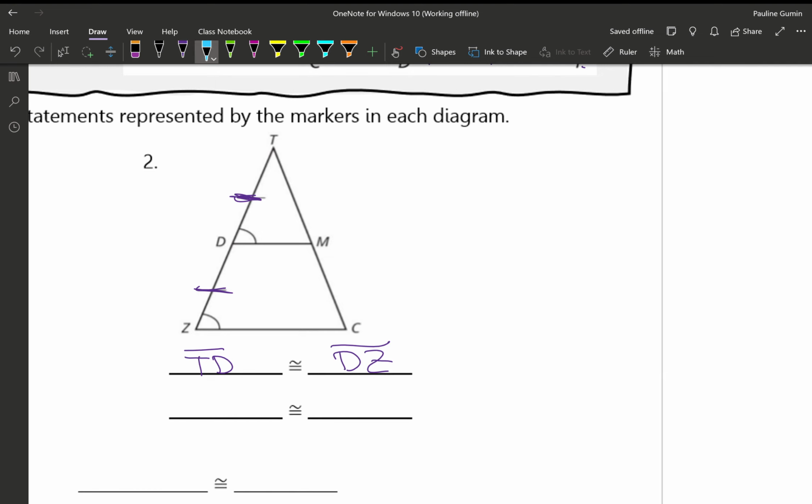We also have some angles. We've got this angle right here and that angle right there. All right, so the angle with D in it has two possibilities. So I'm going to make sure to name it very carefully. It's angle TDM. And for angle Z, well, there's only one possibility for that, so I can just call it angle Z.